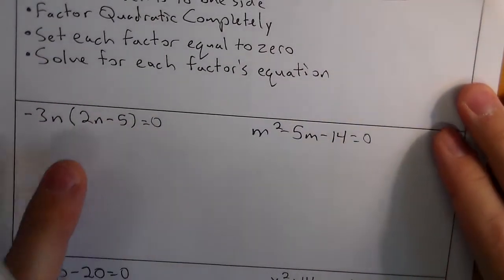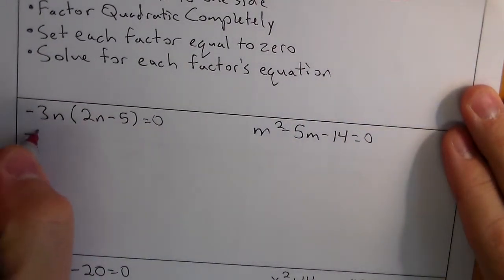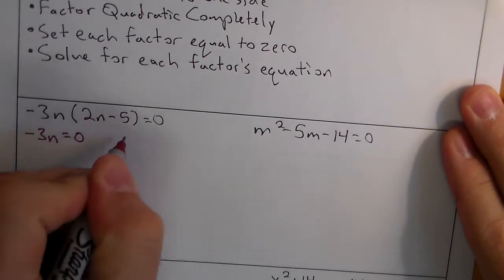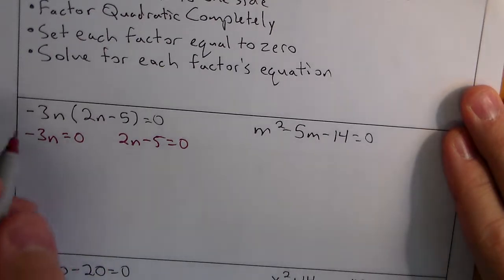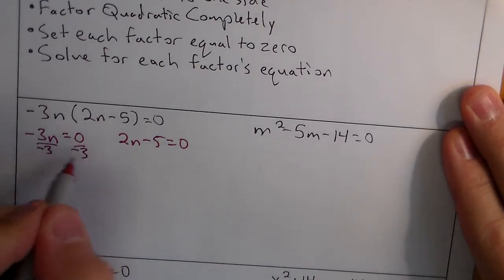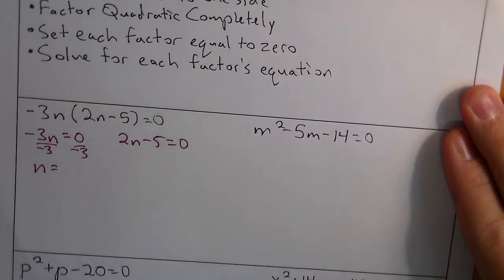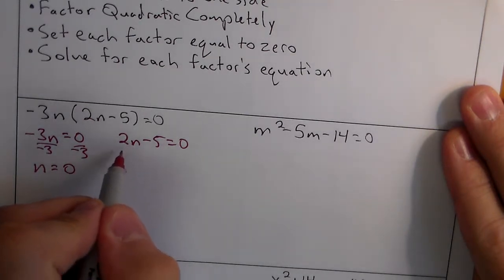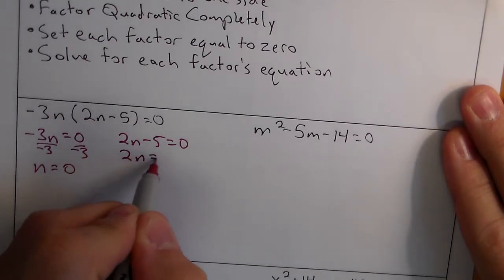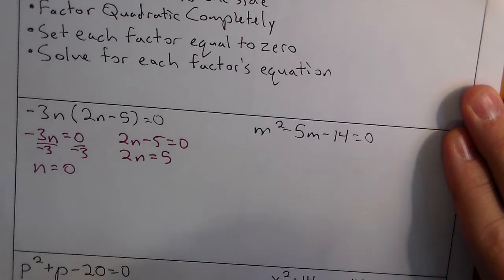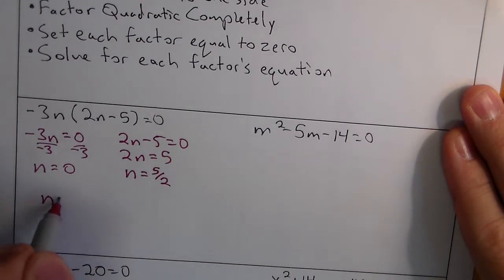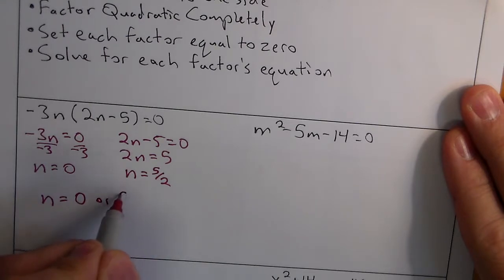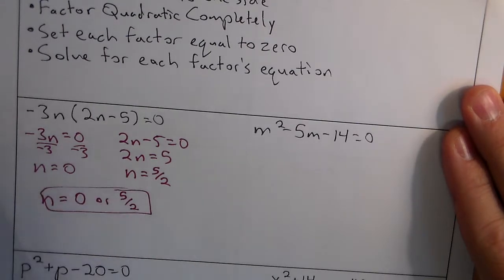This here is already factored, but I'm going to set each of its factors equal to 0. So negative 3n equals 0. If I divide both sides by negative 3, I get n equals 0 over negative 3, or 0. On the other one, 2n minus 5, if I add 5 to both sides, I get 2n equals 5. Divide by 2, I get 5 over 2. So that gives me 0 or 5 over 2 as my solutions.